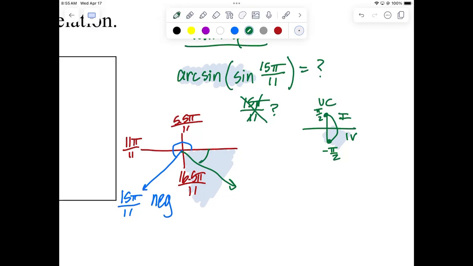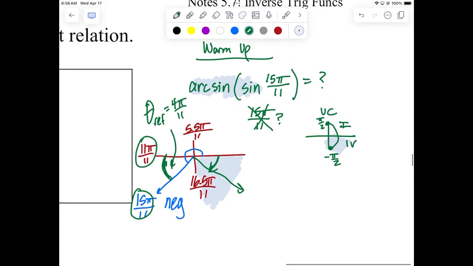I just need to figure out the what angle? I need to figure out the reference angle. We have 11 here and 15 here. How far is it from one to the next? 4 pi 11ths. So now I have to rotate clockwise 4 pi 11ths, which means my answer is going to be what?